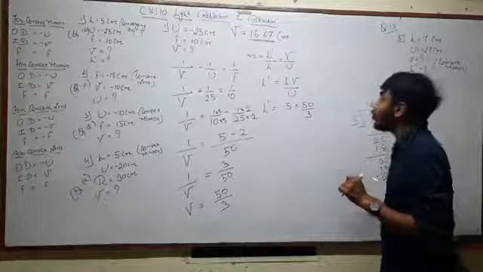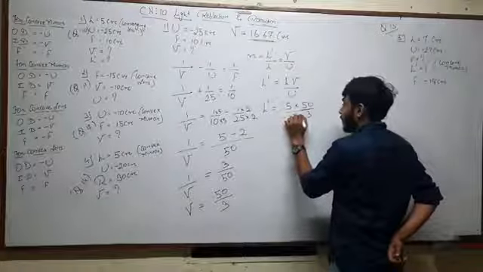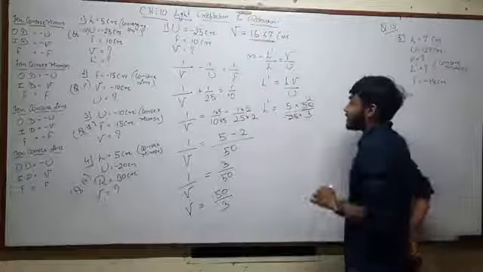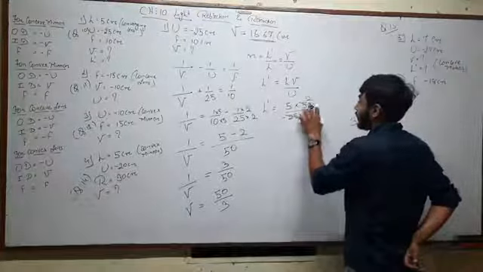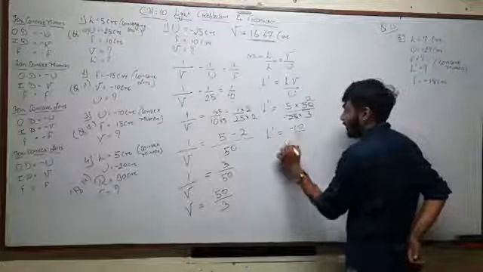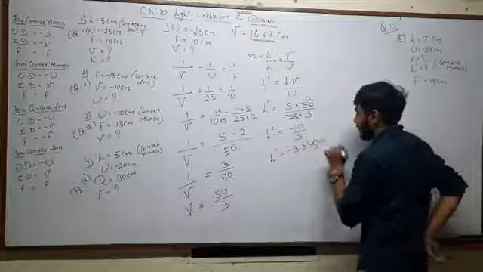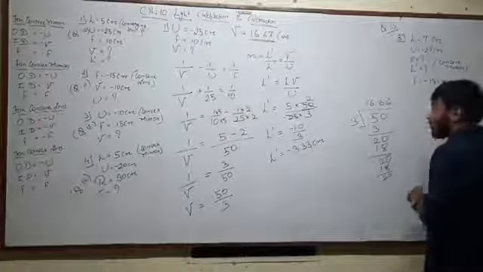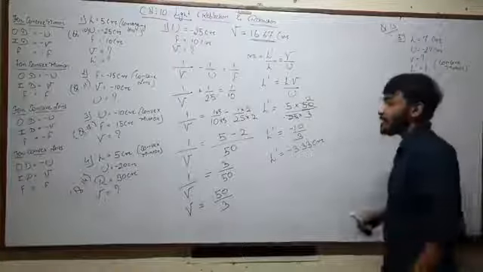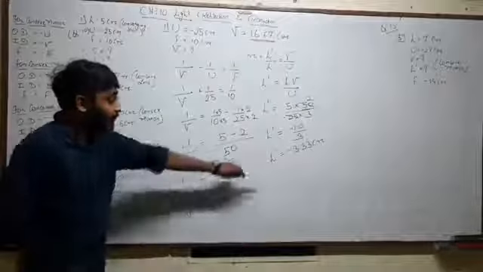And what is your u? U is minus 25. So I can cancel this over here with this. So that becomes 25 twos are 50, so 5 twos are 10. So that becomes minus 10 upon 3, and h prime will be minus 3.33 centimeter. So this is what we call the image height. I hope you are clear with this image height. So this is h prime.